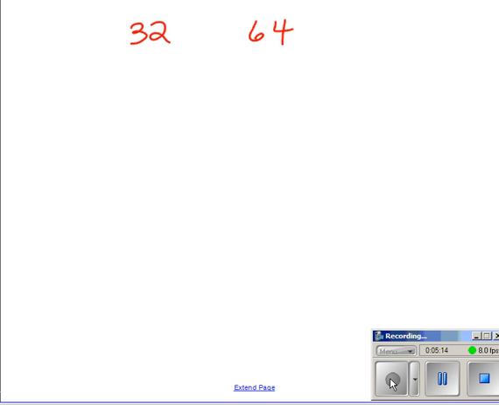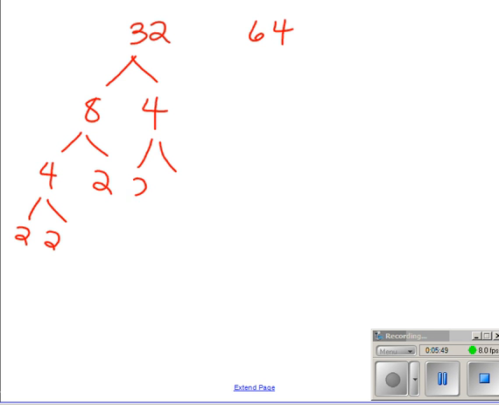Okay, so let's do an example of 32 and 64. The first thing you would do is start with 32 and find two factors. Give me two factors of 32. Yes. 8 and 4. Is 8 a prime number? No. What are two factors of 8? 4 and 2. Is 4 a prime number? No. What are factors of 4? 2 and 2. Is this 2 a prime number? Yes, so I'm done. Is this 4 a prime number? No, so that goes to 2 and 2. So to get 32, I do 2 times 2 times 2 times 2 times 2. 5 2s.